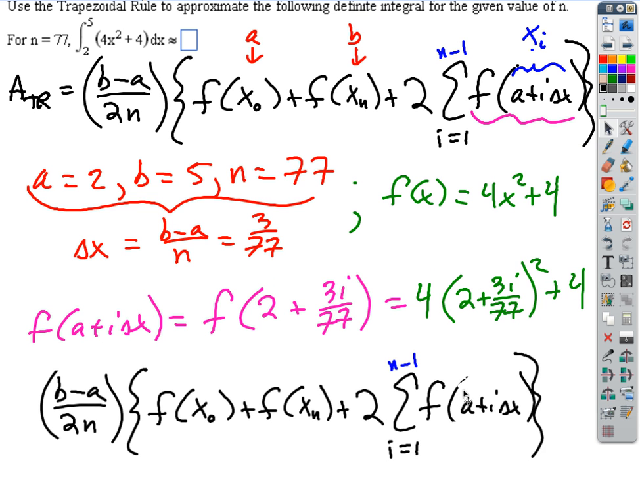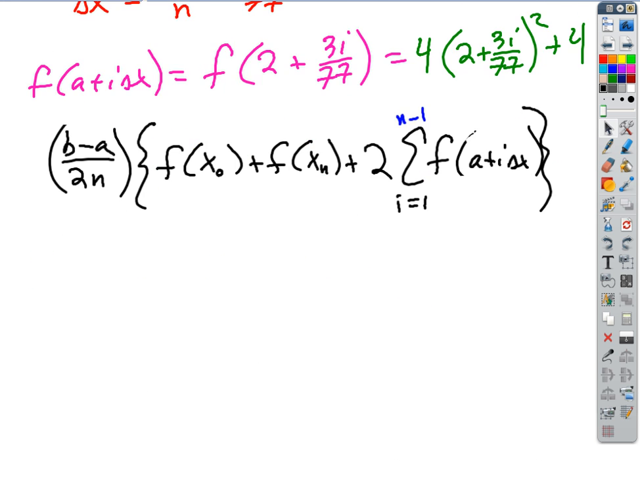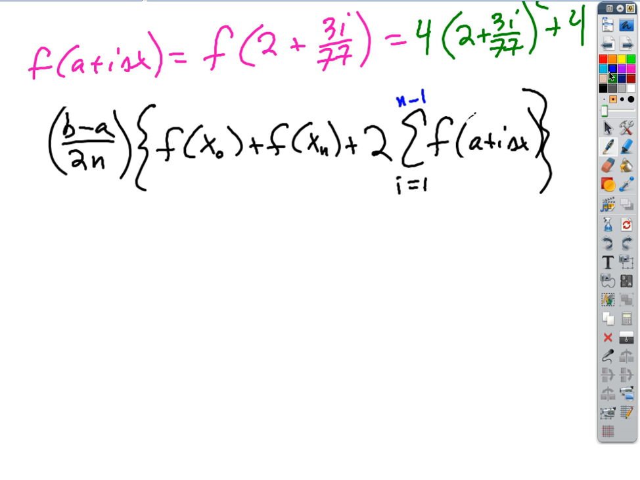Okay, so there's what we're plugging in for, right? Okay, so let's do this. So we get b minus a over 2n. So we said that was 5 minus 2 is 3 over 2 times 77, right? So I get 3 over 154. That's right.